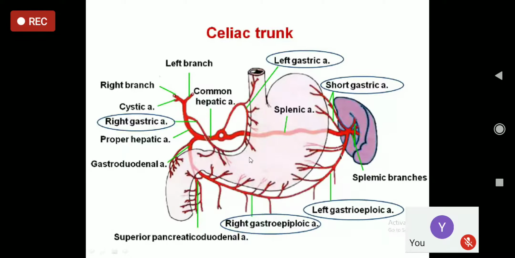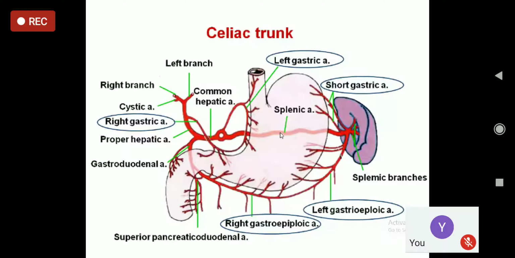Once again, I will repeat: the upper part of the lesser curvature is supplied by the left gastric artery, and the lower part of the lesser curvature is supplied by the right gastric artery. Then the upper left part of the greater curvature is supplied by the left gastroepiploic artery. The lower right part of the greater curvature is supplied by the right gastroepiploic artery, and the remaining part is the fundus of the stomach, which is supplied by the short gastric arteries, which are also branches of the splenic artery. So you have to remember five arteries which supply the stomach.